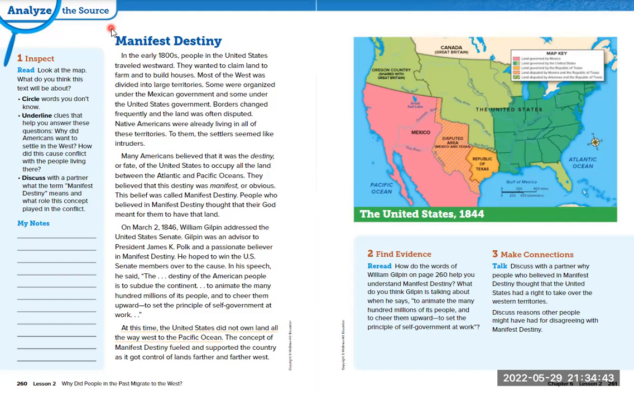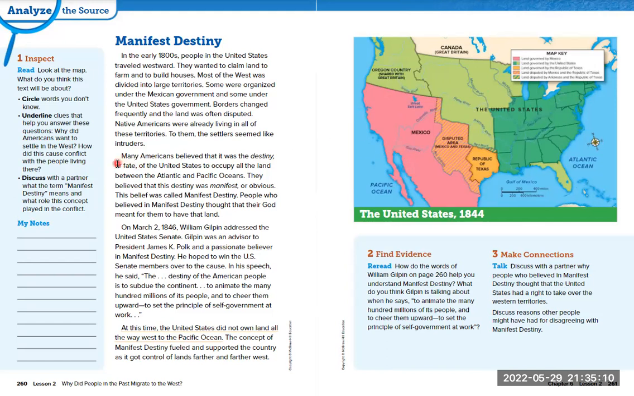Native Americans were already living in all of these territories. To them, the settlers seemed like intruders. So if Native Americans were here during all of this time, and they were already in all of these areas, anyone new that came and was taking their land would automatically become an intruder, whether it's from the East Coast to the Midwest, as well as the West Coast. It would be the same exact problem.